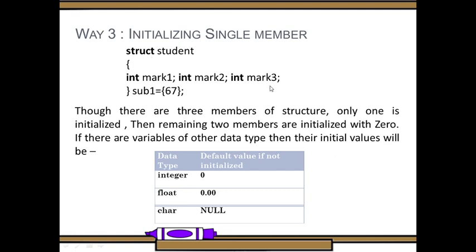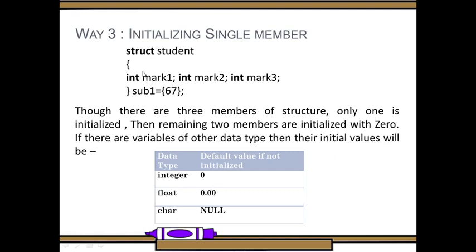Marks1, marks2, marks3 are the three members we have declared, and then subject1 we are initializing as 61. Though there are three members, we initialized only one. What does it indicate? It initializes the one variable, and for the remaining it automatically considers 0. Why? Because it is an integer type, so it takes 0. If it is a float, the initial value will be 0.000. If it is a character, the initial value will be null. This happens even if you are not initializing.